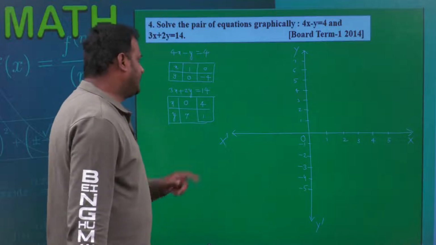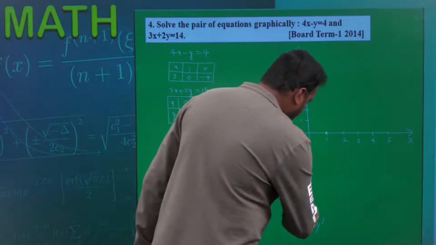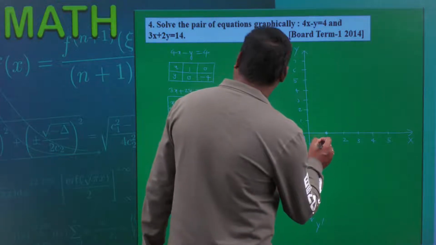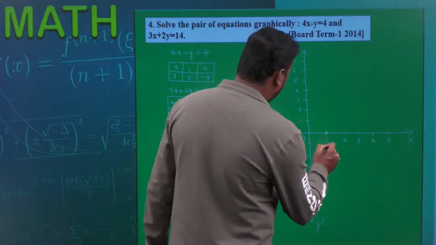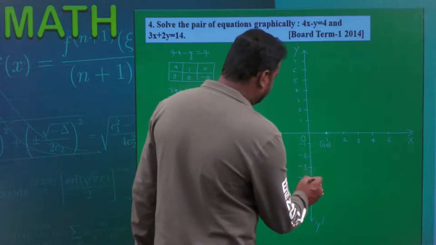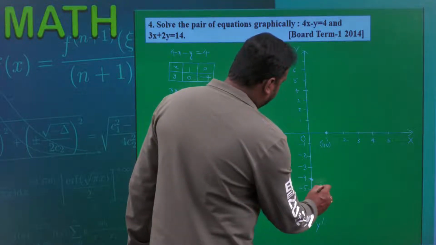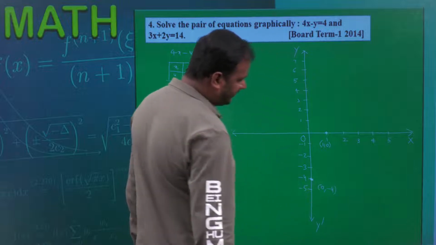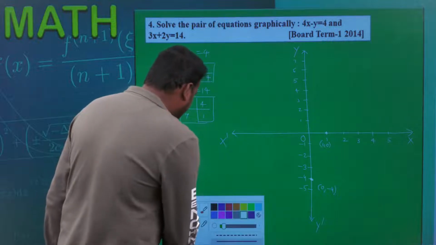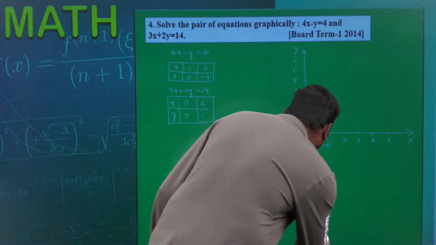Now taking the first line, x equal to 1, y equal to 0. This is the point 1, 0. If you want, you can write the name of the point 1, 0 here. And the second point here is 0, minus 4. This is the point 0, minus 4. Okay. So passing through these 2 points, you will have to draw a line. So be very careful while drawing.